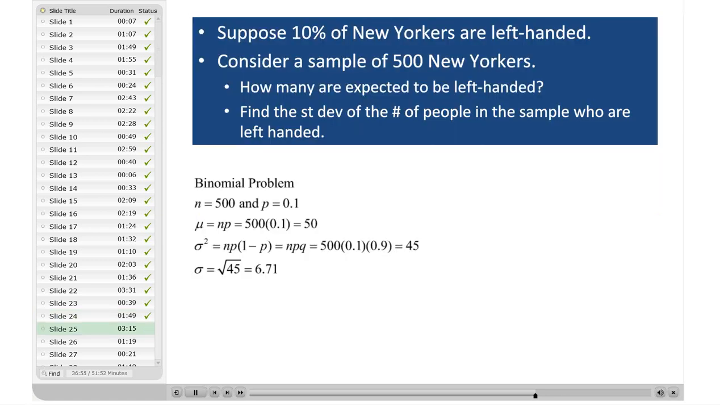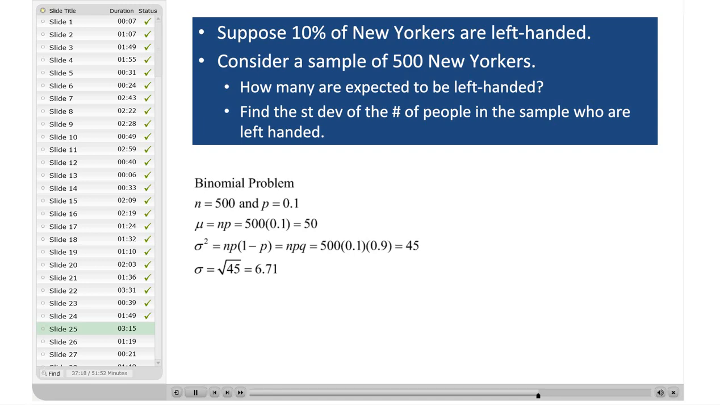All right, for the rest of the lecture, we're going to turn our attention to the binomial distribution. This problem says, suppose 10% of New Yorkers are left-handed, and consider a sample of 500 New Yorkers. The first question is, how many are expected to be left-handed? And the second question says, find the standard deviation of the number of people in the sample who are left-handed.